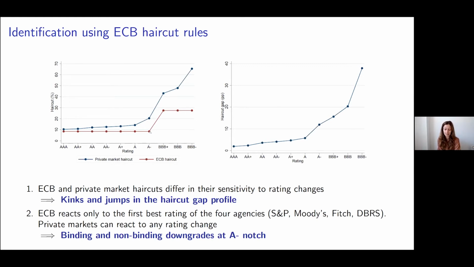And this allows us to test the prediction that non-binding downgrades should provide greater incentives for banks to pledge these downgraded bonds with the lender of last resort as the haircut gap opens much more.